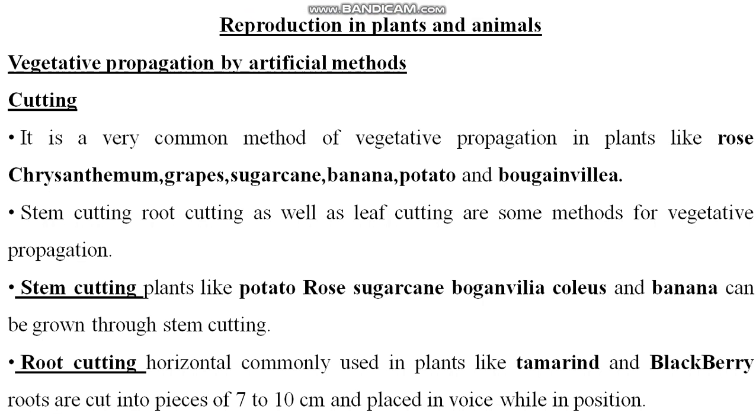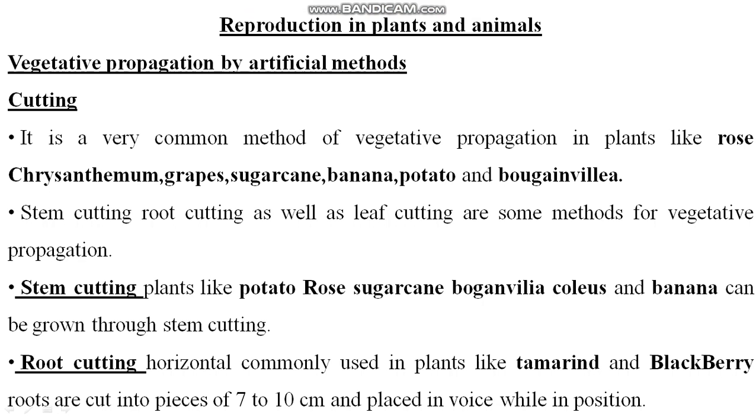So today we will continue the chapter reproduction in plants and animals. Here we had already done asexual reproduction in plants and animals, in animals actually, right? Like budding, fission, fragmentation, regeneration, etc. Clear? So today we will see vegetative propagation by artificial method. We had seen vegetative propagation by natural method in our last class.